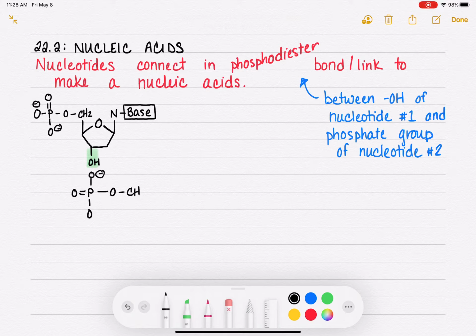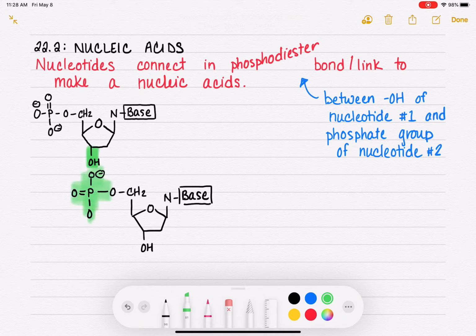So I'm drawing my second nucleotide down here underneath it. And I'm just going to draw the same nucleotide, some sort of base out here. We're going to represent that with a rectangle and the OH group. So nucleotide number 1 is going to be using the OH group on the ring for the phosphodiester bond, and nucleotide number 2 is going to be using its phosphate group to form the connection.